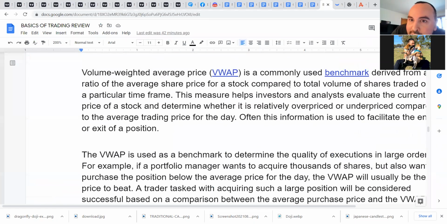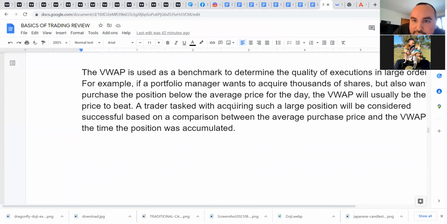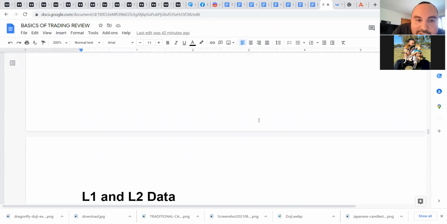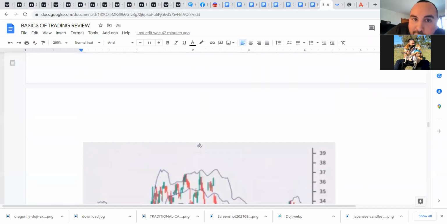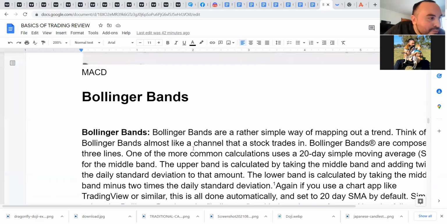Let's see, did I miss anything with that? Current price of stock. Yeah, no, that's pretty much it. Does anyone have any questions about Bollinger Bands or VWAP? Does anyone have any questions about anything that we've covered in part one so far? Let me pull up the chat.